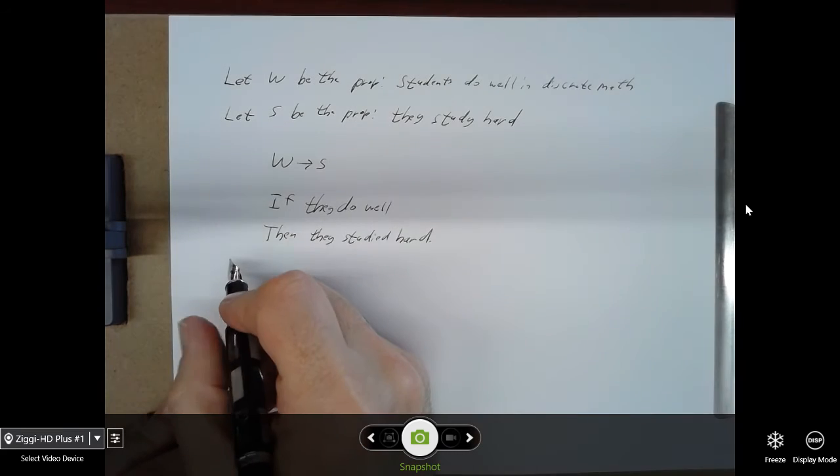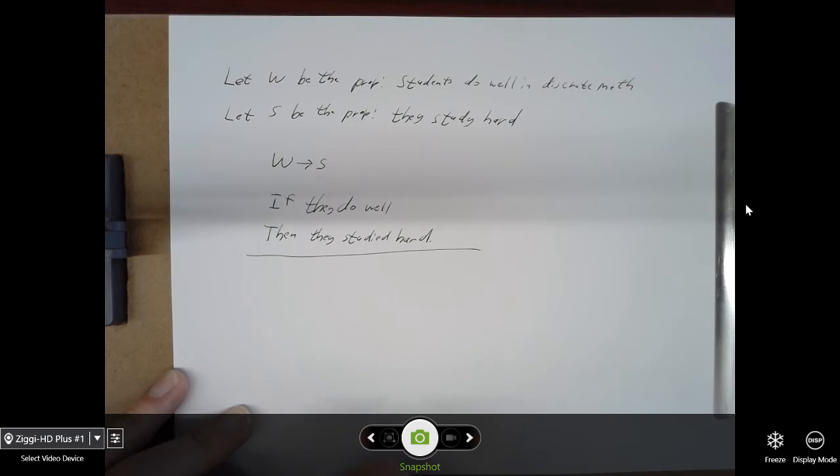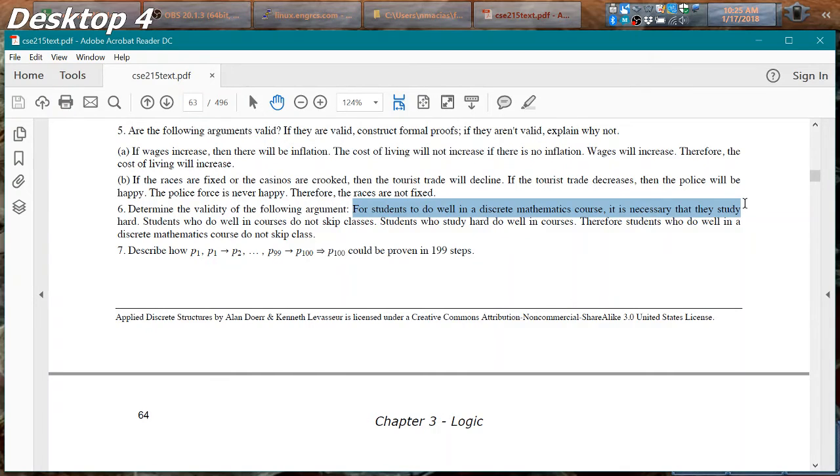Let's try something different. Logically, in common sense, what is this saying? W implies S means that if you pass the course, you must have studied hard. Studying hard is a requirement for passing the course. Studying hard is necessary in order to pass the course. And that gets us to: for students to pass the course, it's necessary that they study hard.